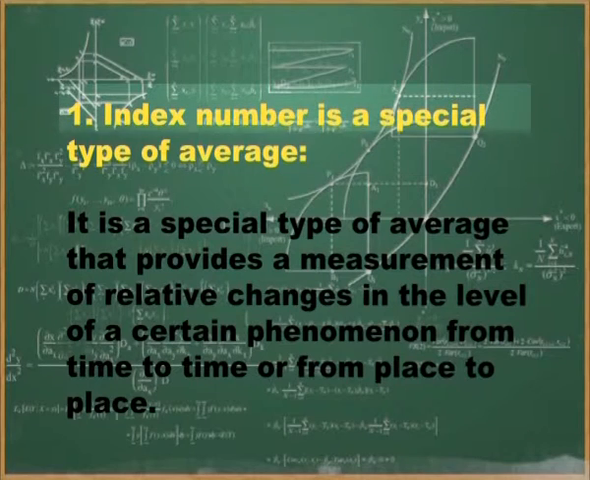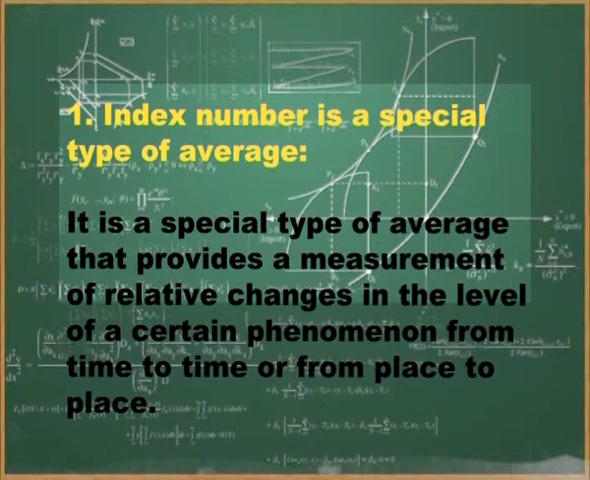First one, index number is a special type of average. It is a special type of average that provides a measurement of relative changes in the level of a certain phenomenon from time to time or from place to place. It is because it can be used to compare two or more series which are composed of different types of items or even expressed in different types of units.